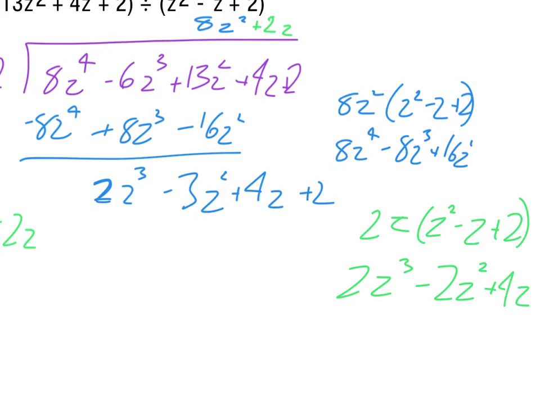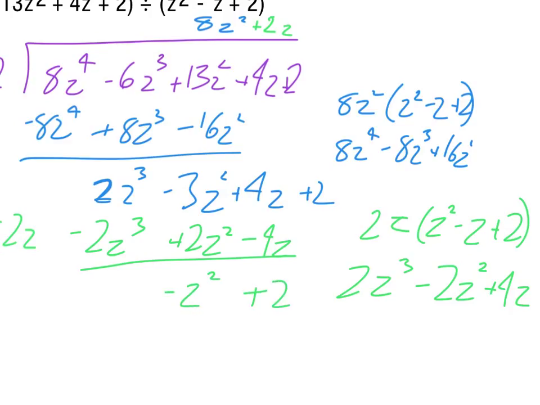So again, we're subtracting that, so we'll switch the signs. So we'll go minus 2z cubed plus 2z squared minus 4z. So interesting situation here where the z cubes cancel out, the z squareds do not. We still have a negative z squared, but the z's cancel out, and so I just have that plus 2.